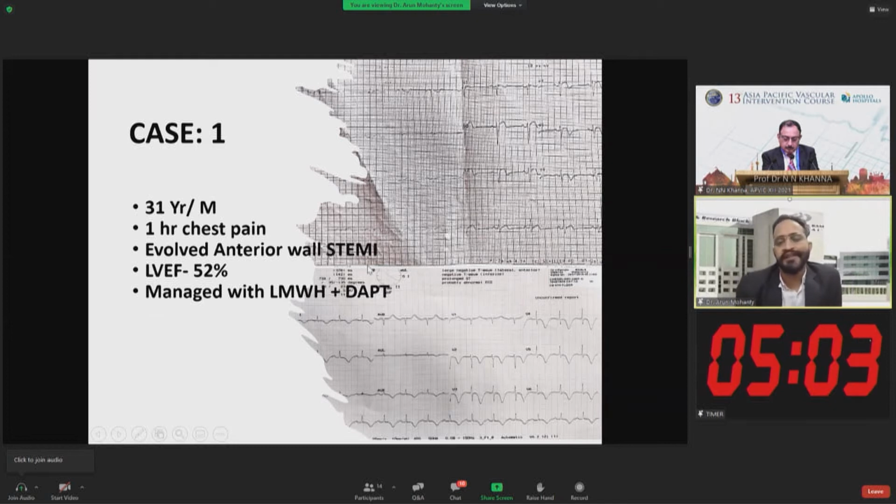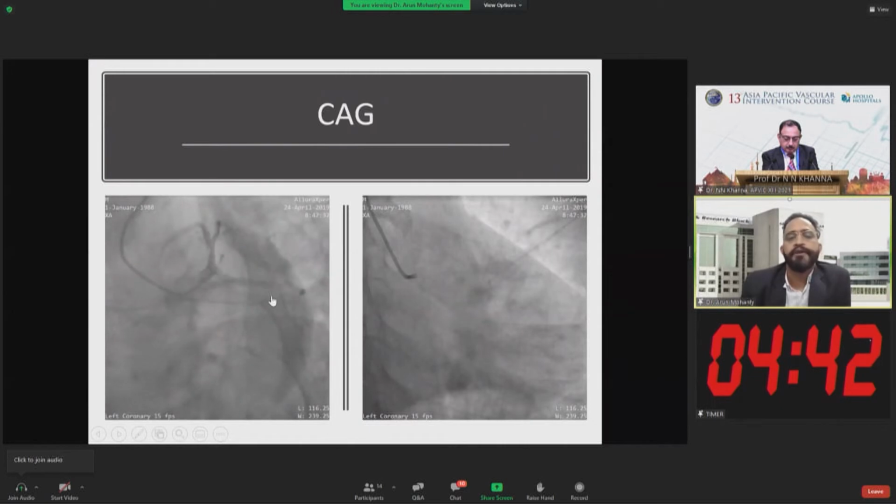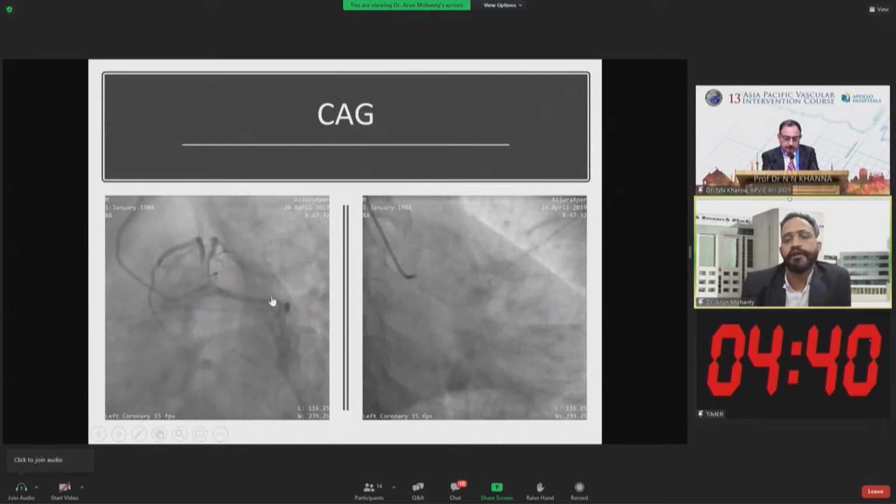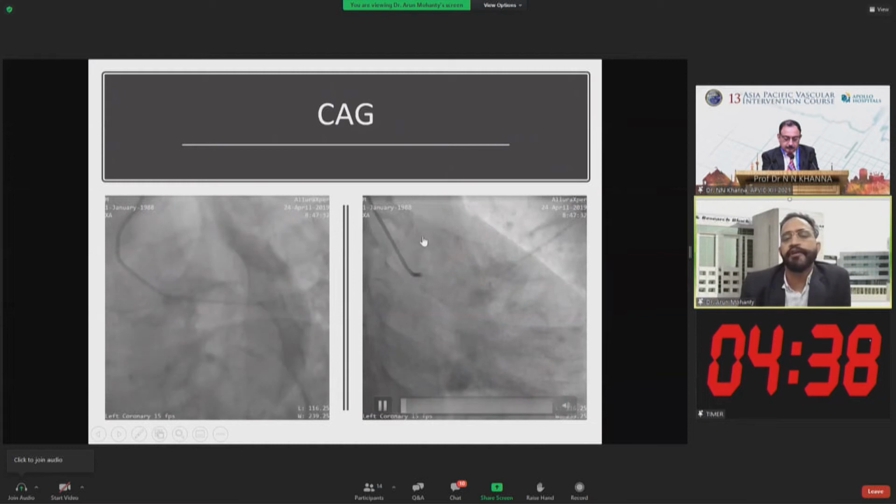This is my first case: a 31-year-old male with 1 hour of chest pain, evolving inferior ST elevation MI. By the time he came to our casualty, the ECG had settled, and he was pain-free with T inversion, an evolving MI. LVEF was 40-52%. He was managed with LMWH and DAPT for 1 day. Next day morning, he was taken for an angiogram. We can see there is a filling defect in the proximal LAD.